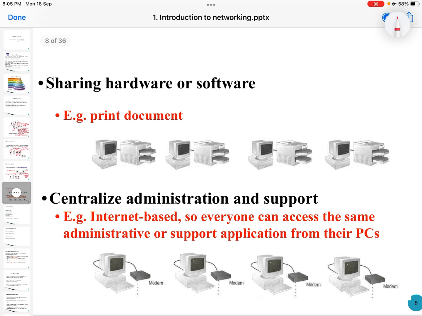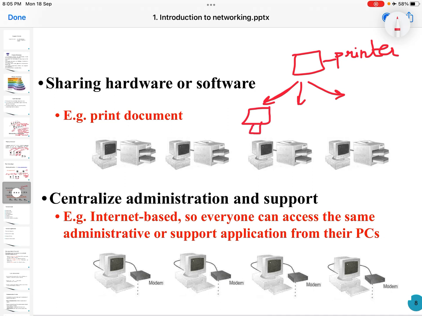Now, sharing hardware or software, for example, printing documents. You have a printer and this printer will be connected in a network to many computers, and you can print using any of those computers.